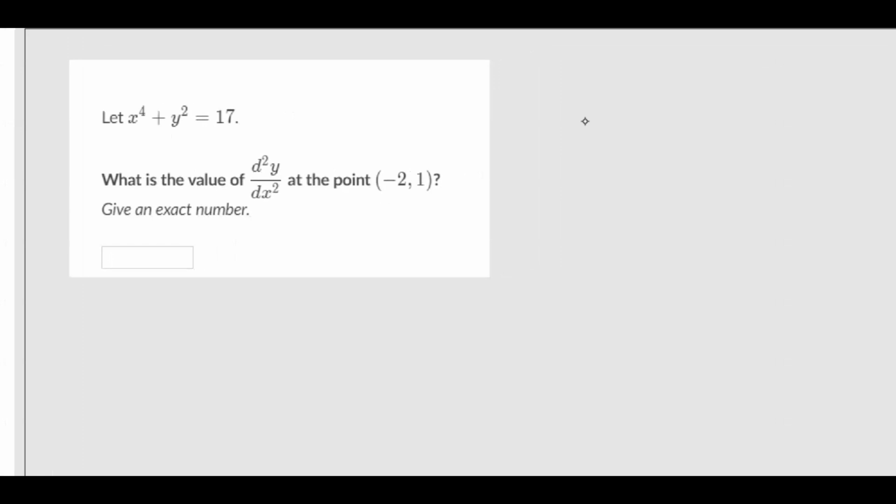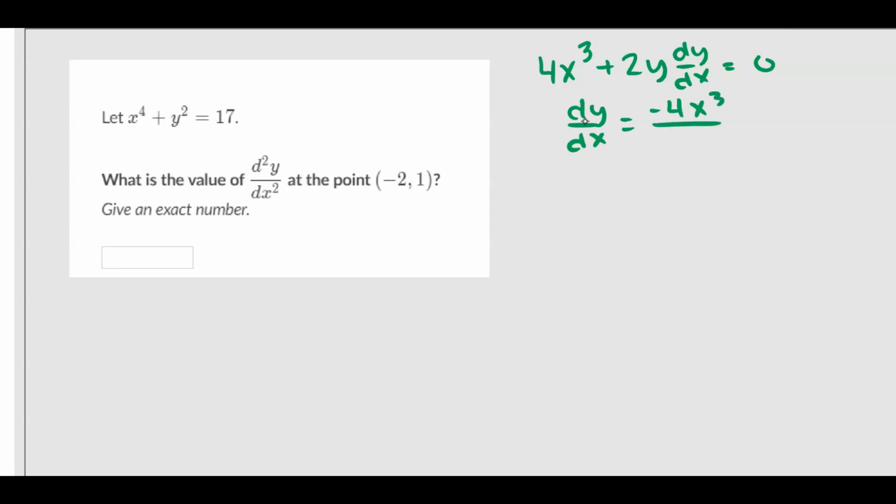And then here's that extension style question. It's asking you, okay, first off, what is the second derivative at a particular point? So the first thing you need to do is find the first derivative. The first derivative is 4x cubed plus 2y dy dx equals 0. I'm going to solve for dy dx. So I get -4x cubed all over 2y. It'll be easier if you simplify here. So that gives you negative 2x cubed over y.